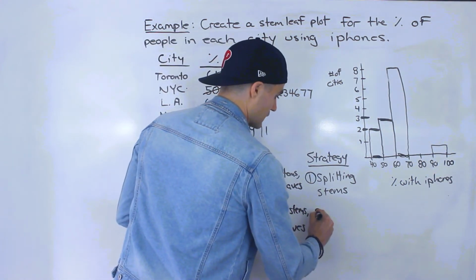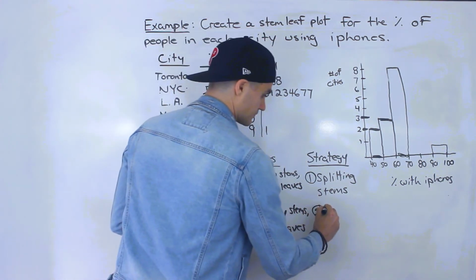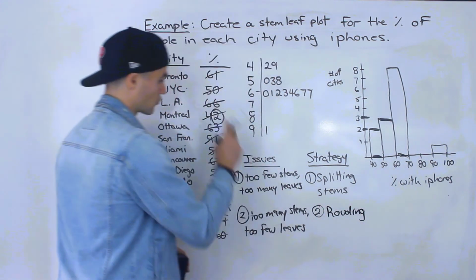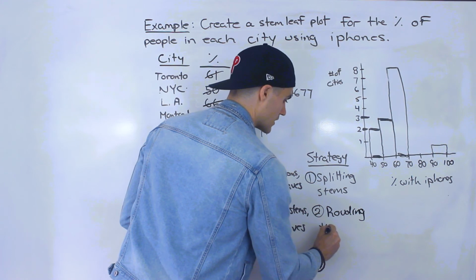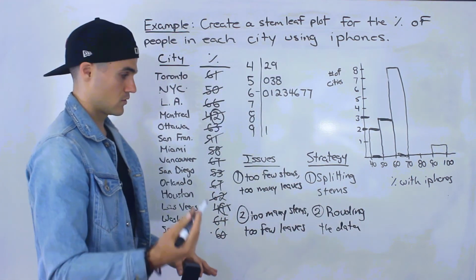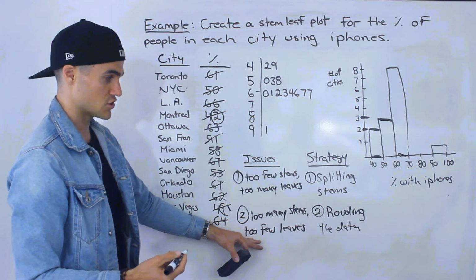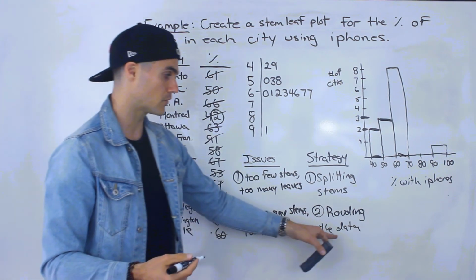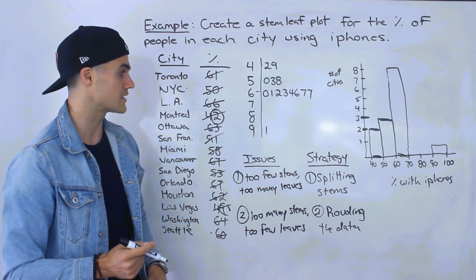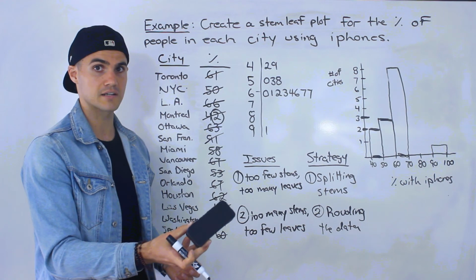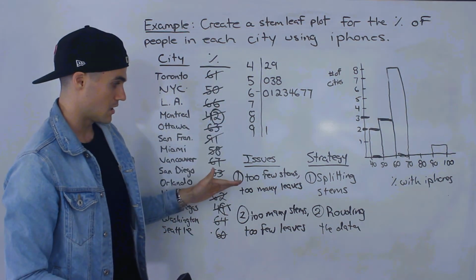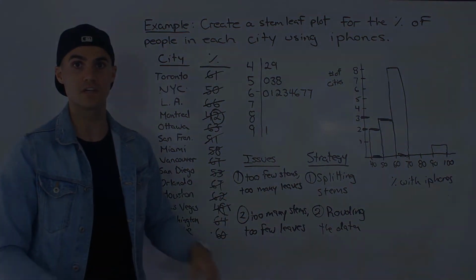And to fix this issue, we do something called rounding. We're going to have to round the data. We're going to have a separate video with an example where we run into this issue, and then we use this strategy to make the stem leaf plot a little nicer. So that's what we're going to cover in the next two videos. We're going to continue with stem leaf plots, but we're going to show you how to fix both of these issues.